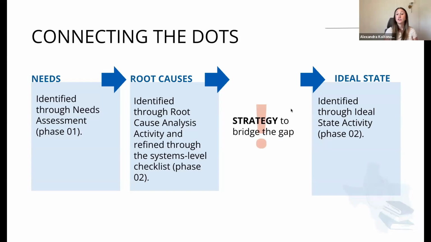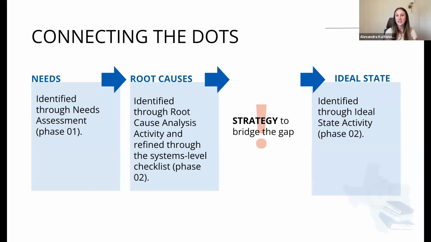And that's going to be your strategy. It bridges the gap between here's our root cause, our problem statement, and here's our ideal state. How are we going to connect these and say, this is what we can do to get from where we currently are to where we want to be? And to do that with the strategy, we're going to put together a theory of action that's really going to tell this full story of this is where we're at, this is where we want to be, and this is what we're going to do to get us to that place and why we think that's going to be effective.